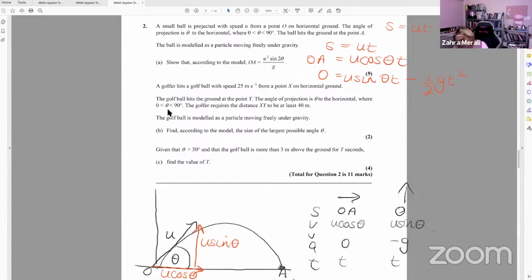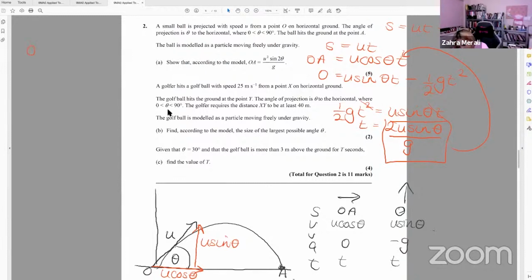Right, so I can move that to the other side. I get a half GT squared equals U sine theta T. We're not concerned with when T is 0, so we can cancel out the T here. And we get T is the same as U sine theta, it's the same as, bring the 2 up, 2U sine theta over G. And now we can take all of this and substitute it into here.